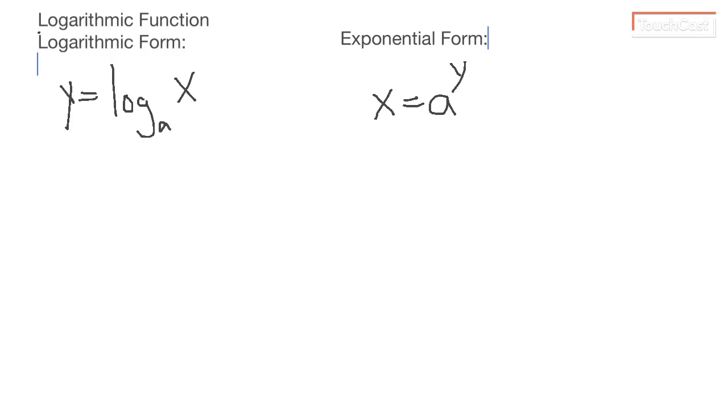So when you look at a logarithmic form equation, y equals log base a of some value, you're asking yourself, that little a, if you raise that to the power of y, what would x be? That's essentially what this is asking. So let's look at some examples.